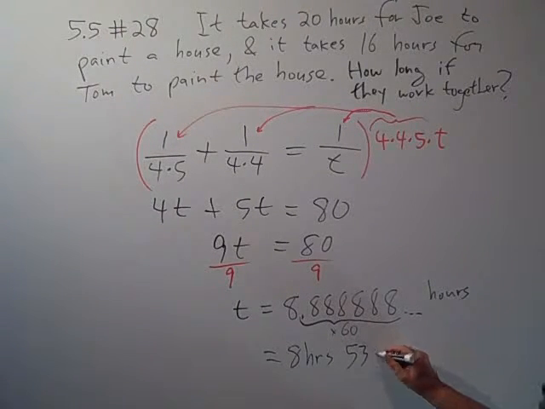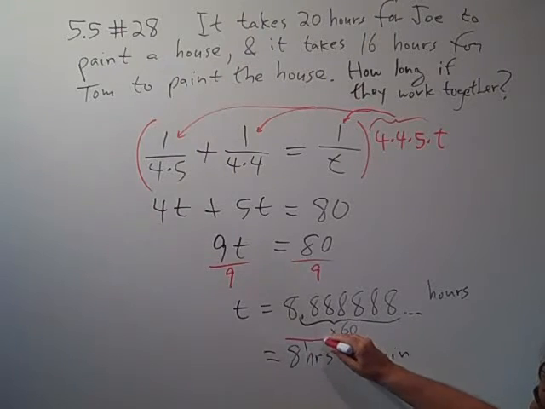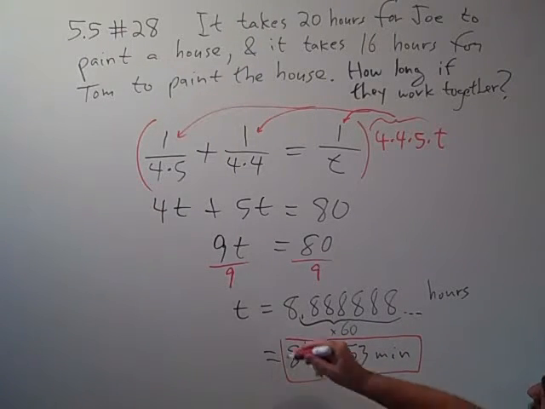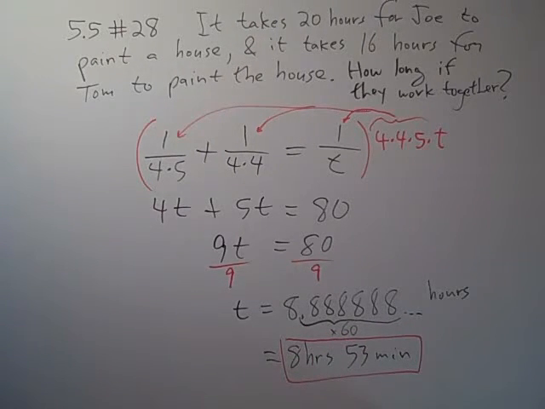8 hours and 53 minutes. So that's how long it will take, rounded off to the nearest minute, for Joe and Tom to both paint this house together.